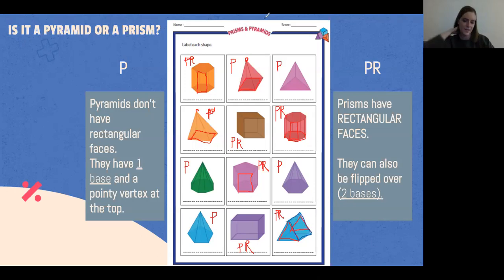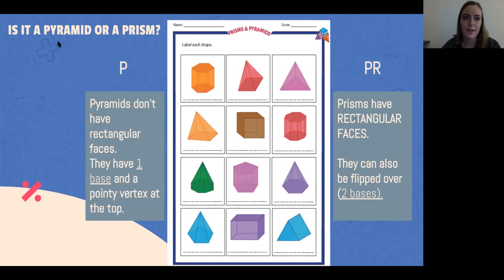So that is how we decide if it is a prism or a pyramid. Remember, if it is a prism, it has two bases and it has rectangular faces. If it is a pyramid, it has no rectangular faces and only one base, and oftentimes just a tip up at the top, a nice sharp vertex, okay?